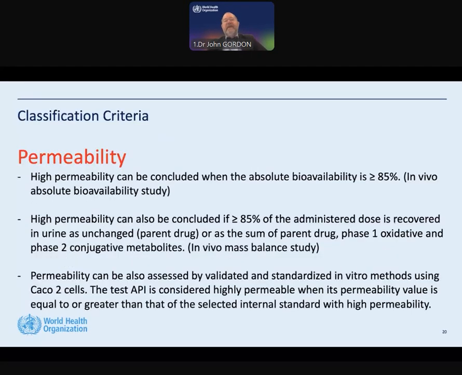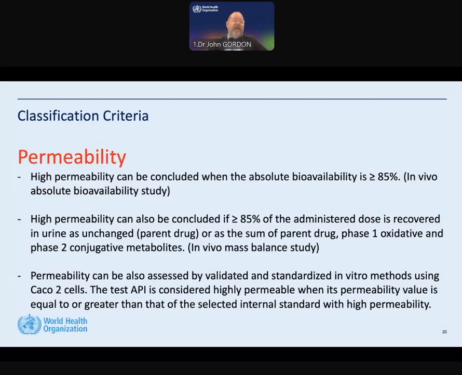So the other important characteristic when classifying an API is permeability. There's basically three different approaches for determining the permeability of a drug product within the BCS guideline. First of all, high permeability can be concluded when the absolute bioavailability of the API is 85% or greater in an in vivo absolute bioavailability study. High permeability can also be concluded if 85% or more of an administered dose is recovered in urine as either unchanged or parent drug, or as the sum of parent drug, phase 1 oxidative and phase 2 conjugative metabolites. I'll talk a little bit more about that in a second. This is data from an in vivo mass balance study. So two types of in vivo studies.